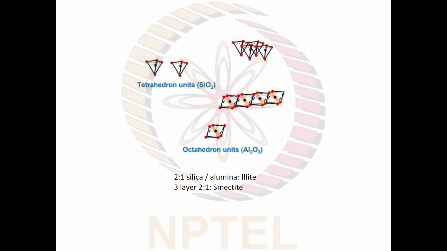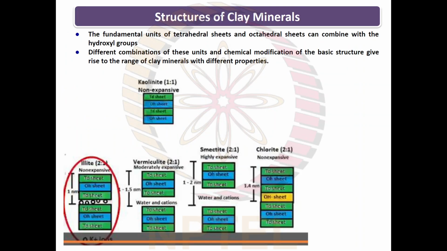So it is a tetrahedron unit, it is an octahedron unit. The fundamental units of tetrahedral sheets and octahedral sheets can combine with the hydroxyl group. Different combinations of these units and chemical modification of the basic structure give rise to the range of clay minerals with different properties.